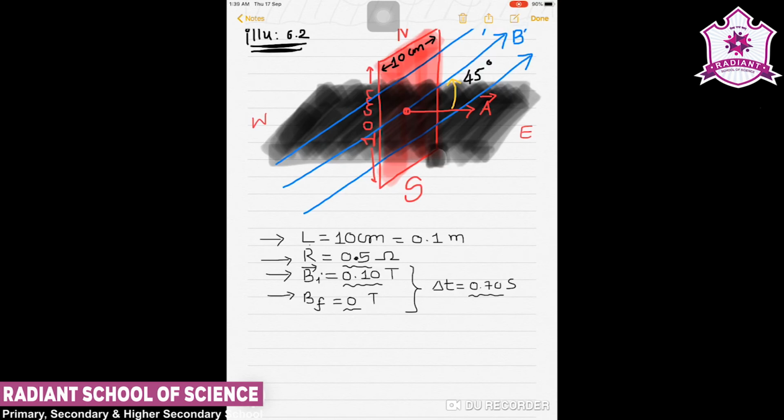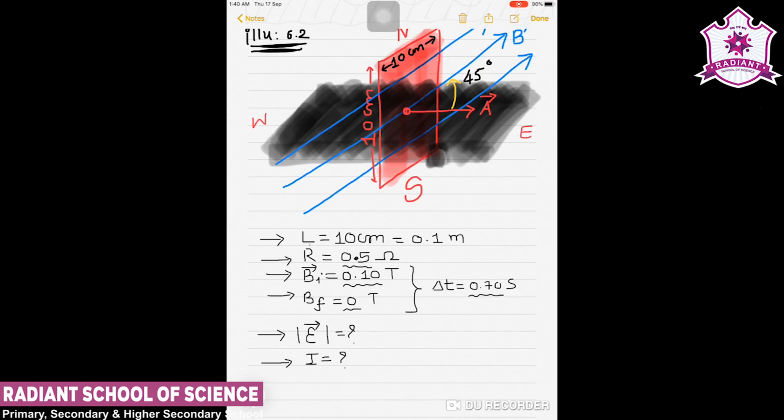Now from the given information they have asked us to determine the magnitude of the induced EMF. So we have to find out the magnitude of induced EMF and the current during this time interval for the given arrangement.